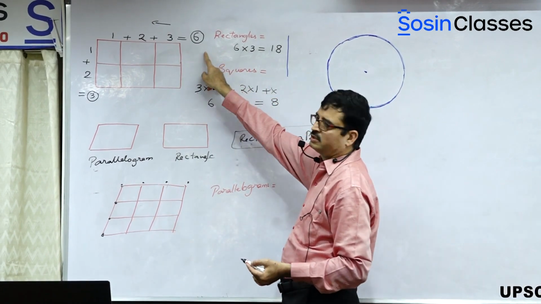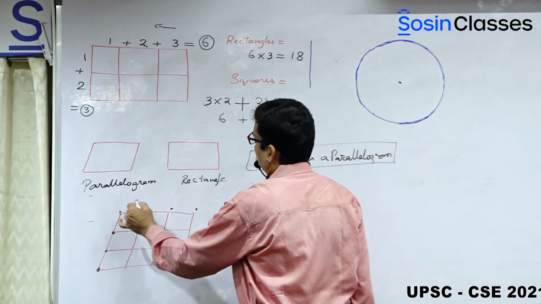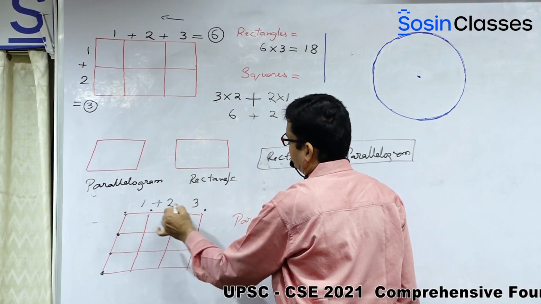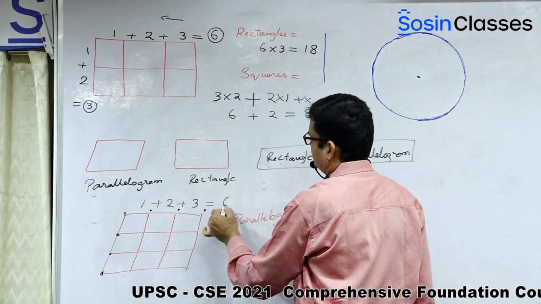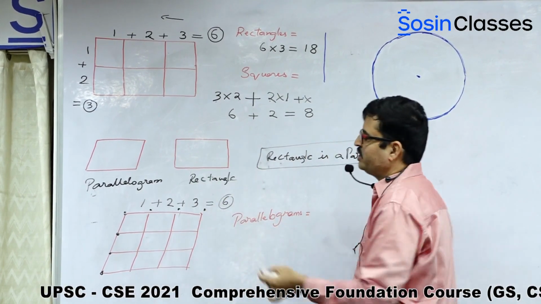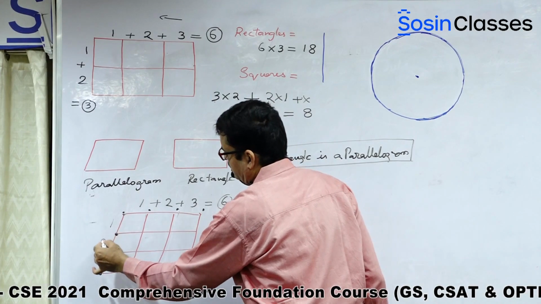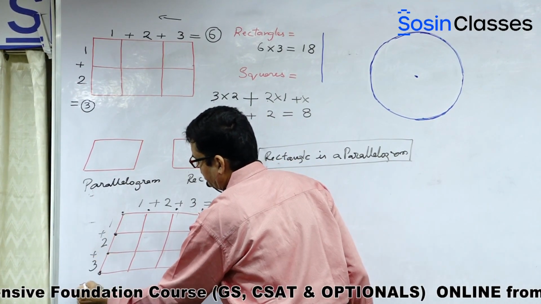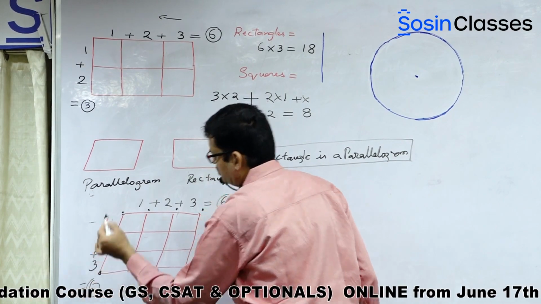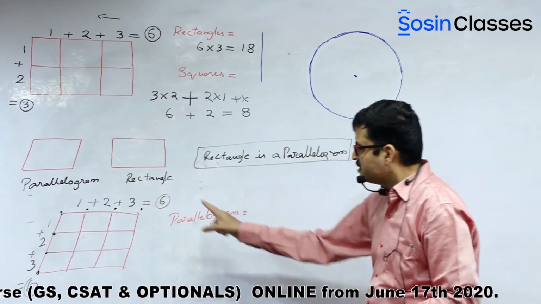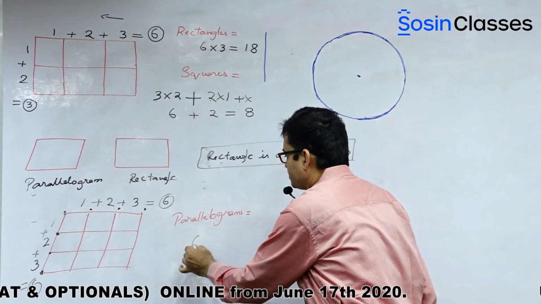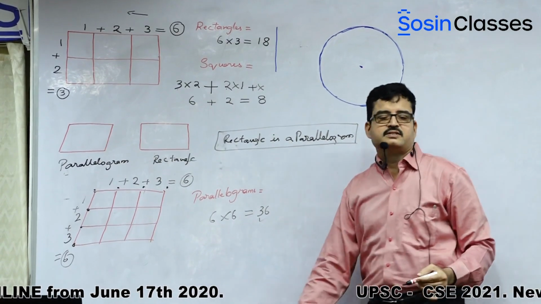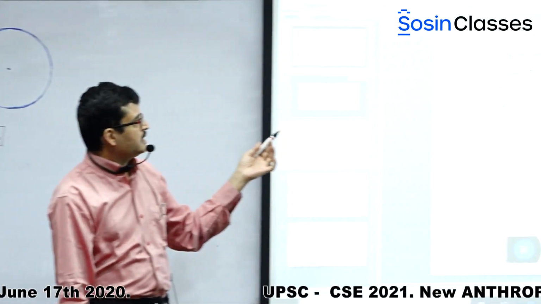Already we discussed here. So simply count the columns. First column, second column, third column. So 1 plus 2 plus 3, resultant is equal to 6. When you take here rows, this is first row, this is second row, this is third row. So 1 plus 2 plus 3 is equal to 6. So how many parallelograms are there? 6 into 6. Am I clear? 6 into 6, that is equal to 36. So answer is 36.